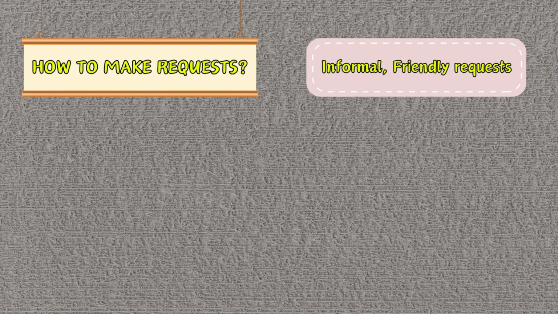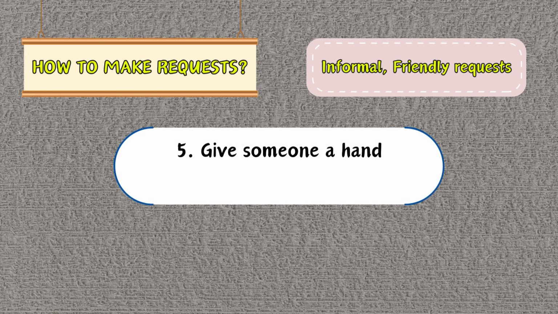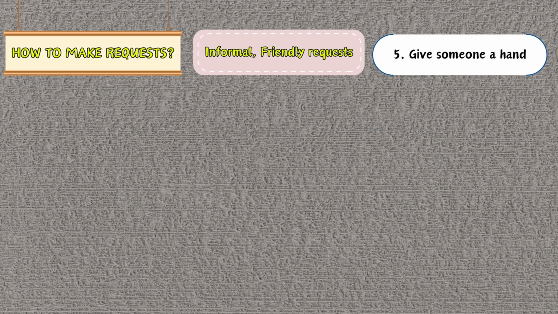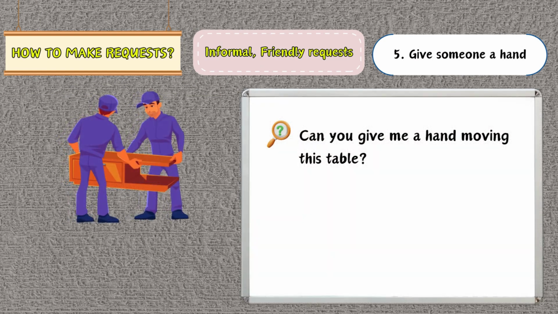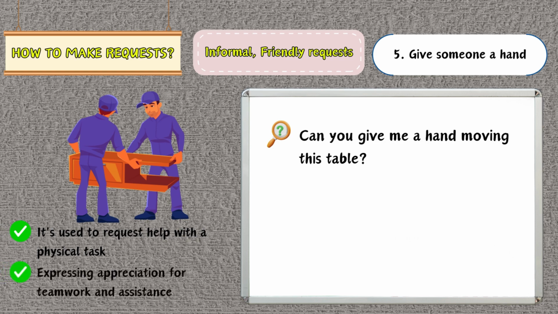And with informal, friendly requests, we have number 5, give someone a hand, and number 6, lend someone a hand. With give someone a hand. Example, can you give me a hand moving this table? This phrase is commonly used in casual settings to ask for help or assistance with a physical task. It conveys a sense of teamwork and implies that the assistance is appreciated.